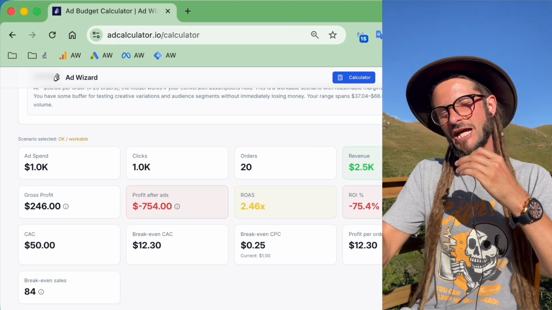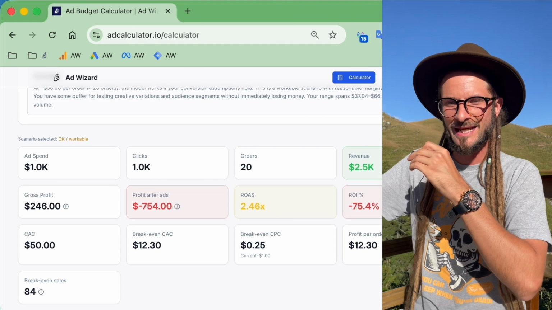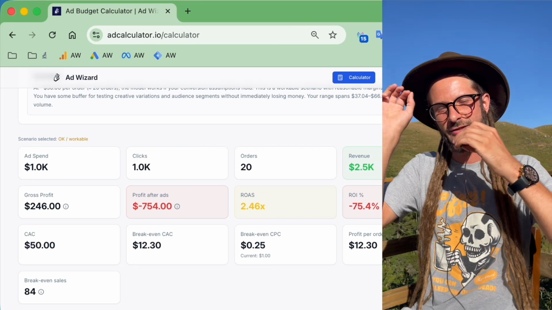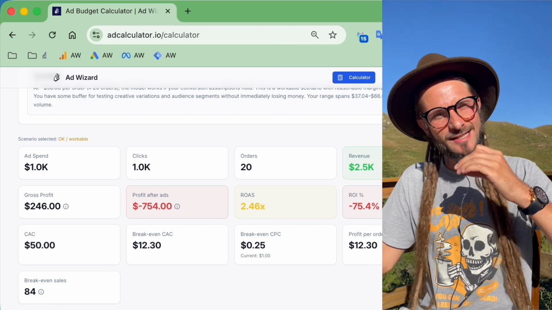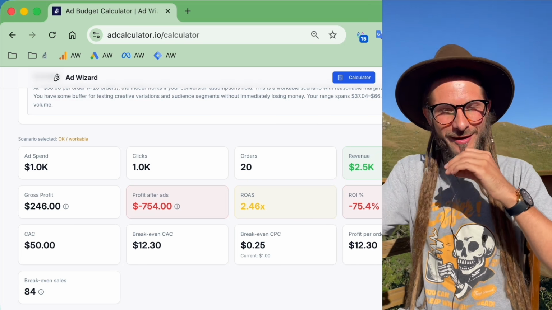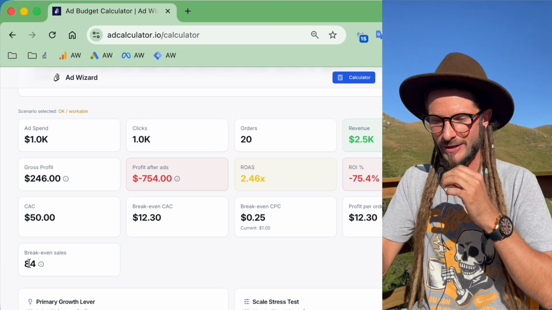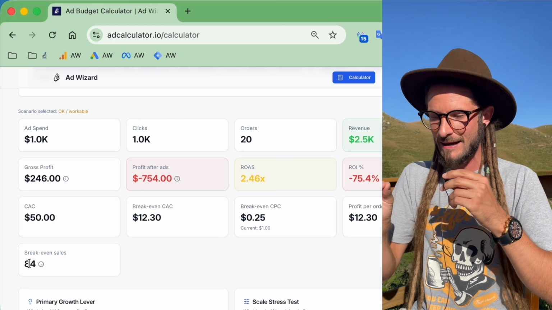Your margin determines your viability, and in this example, because it was only 10%, even though we're making 2.5k revenue, it's actually making a loss for the business. This is the trap, guys. Revenue doesn't equal profit. If your profit per order is small, your allowable CPA is small. And if you're paying more than that to acquire a customer, guys, you're losing money even with a decent ROAS. It gives us the break-even number. In order to break even, we need to make 84 sales with ads at that particular margin.